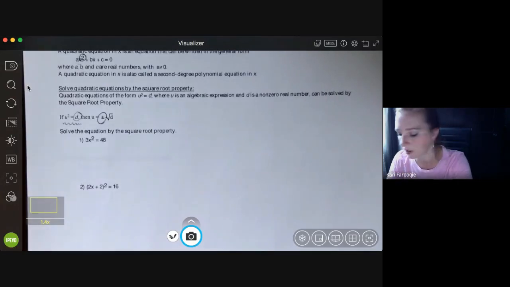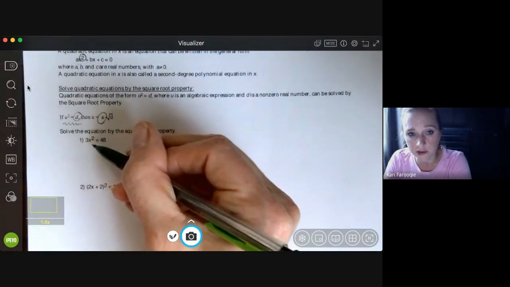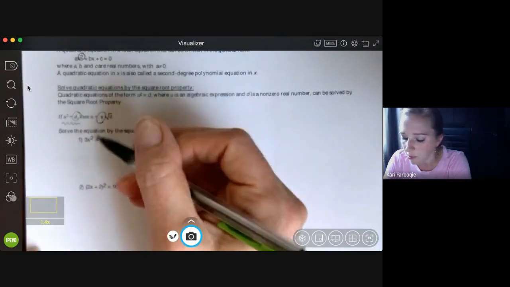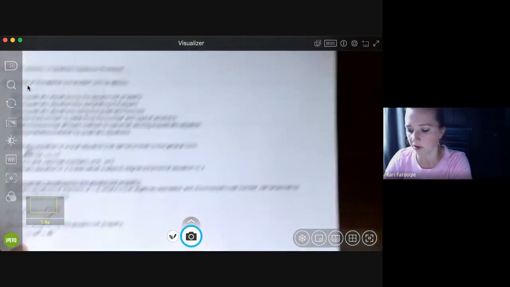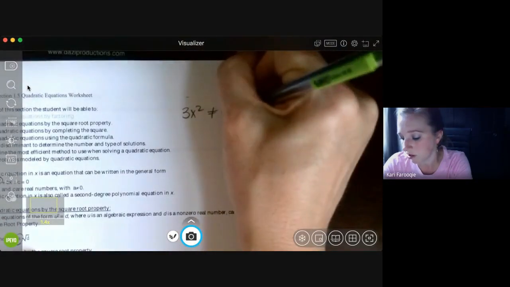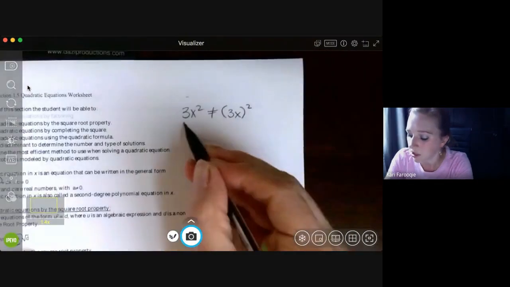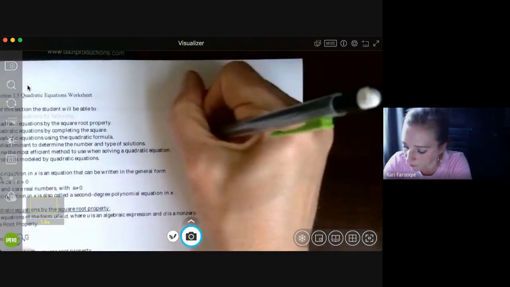The 3 is not actually being squared on the left-hand side. Remember that 3x squared, I'm just going to make a small note up here, 3x squared does not equal (3x) squared. The 3 is not being squared.